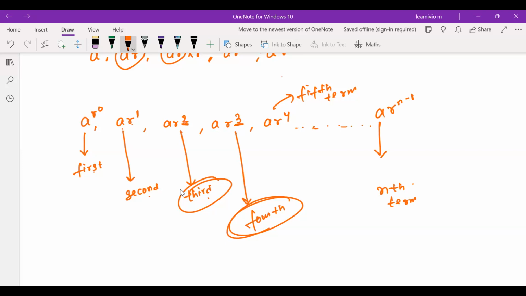Okay, so from here we are getting the formula for nth term of GP. The formula for nth term of the GP is ar to the power n minus 1. Randomly we are not getting the formula. There is a logic behind it that we have observed in the generalized format.